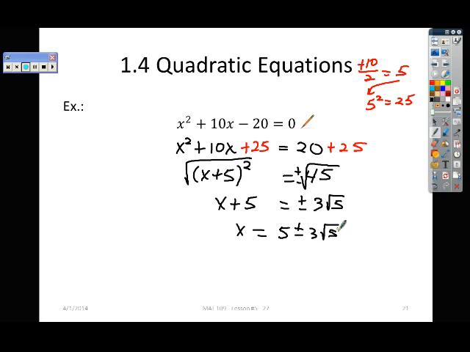Subtract 5 from both sides. I have to watch my signs. I'm subtracting 5 from both sides. Here are my two solutions to this equation.